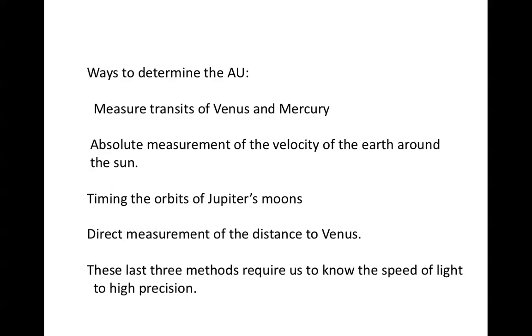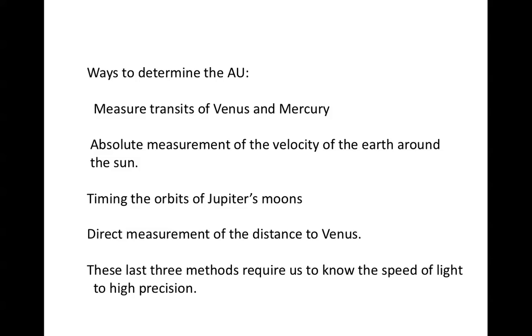So here are a number of ways that astronomers have gone about determining the astronomical unit. First, you can measure the transits of Venus and Mercury, and by timing these transits when they occur, when Venus crosses in front of the Sun or when Mercury crosses in front of the Sun, as seen from different vantage points on the Earth, you can use these small differences in when the events happen to form a geometric solution to the distance from the Earth to the Sun.